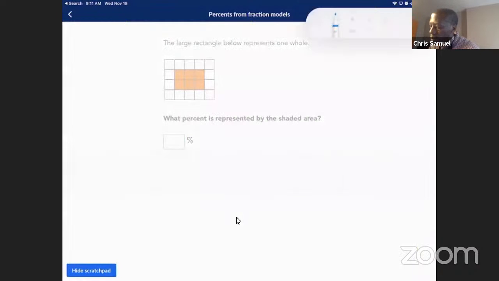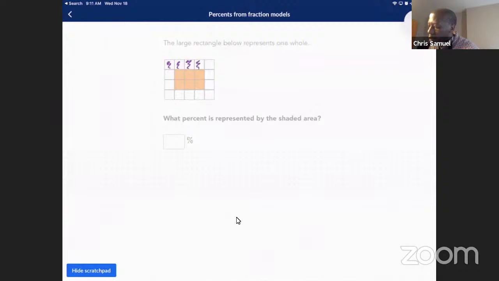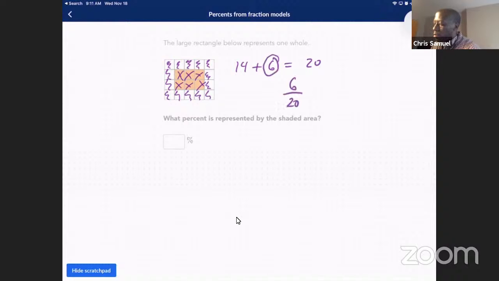Okay. So we have here 1, 2, 3, 4, 5, 6, 7, 8, 9, 10, 11, 12, 13, 14. So that's 14 that are not shaded. And then inside you have 6: 1, 2, 3, 4, 5, 6. So the 14 not shaded plus the 6 shaded equals 20 pieces in total. This large rectangle represents only 6 of them, so we have 6 over 20. This is how many spaces there are in total, and these are how many pieces are shaded.